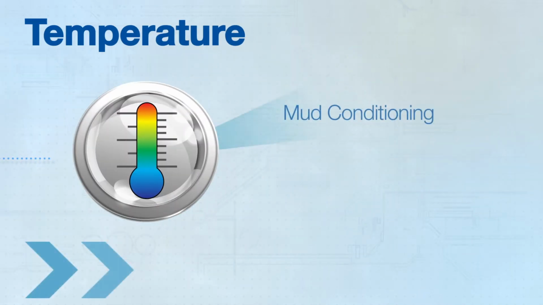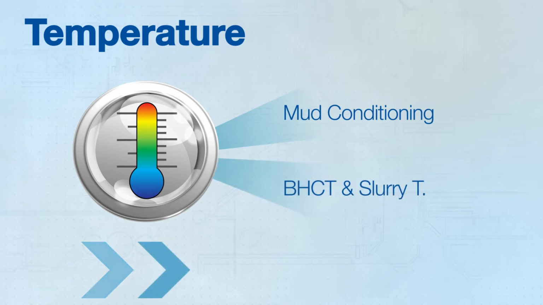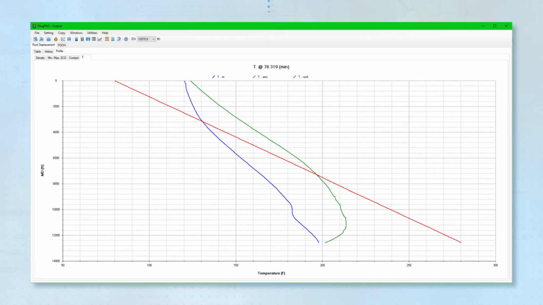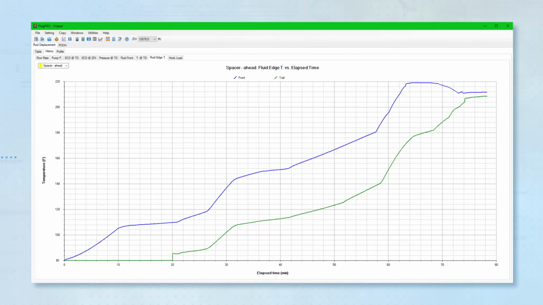PlugPRO models the transient heat exchange between fluids and formation, and it predicts the dynamic annular temperature profile. The temperature profile graph can show the temperature of the fluid in the pipe, the rock, and the fluid in the annulus along the entire wellbore at any time during the job. In the animation window, these temperature distributions can be viewed dynamically throughout the job. The fluid edge temperature graph tracks the front and trail temperatures for each fluid during pumping throughout the entire job.